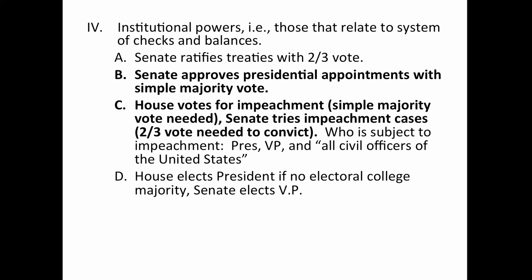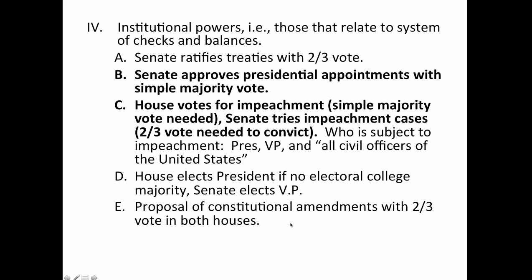The House is going to elect the president if there is no electoral college majority. So if they do not hit that 270 number, remember 270 is needed in order to become president in the electoral college, then it goes to the House. Each state gets one vote, and then whoever wins becomes the president. This has happened. I want to say, in the election of 1800. If I'm wrong, please do not be mad at me. But I think that is the correct answer. And then the Senate will elect the vice president.